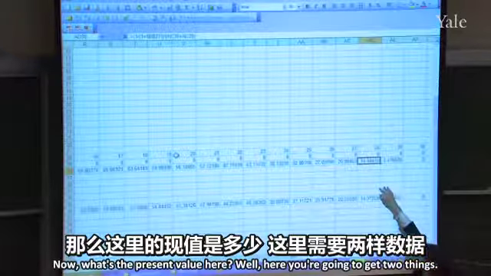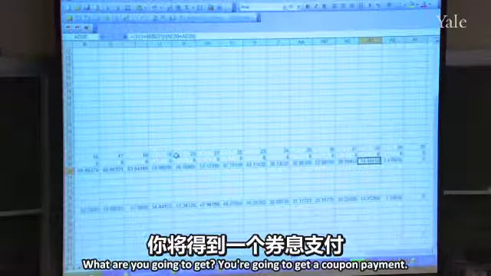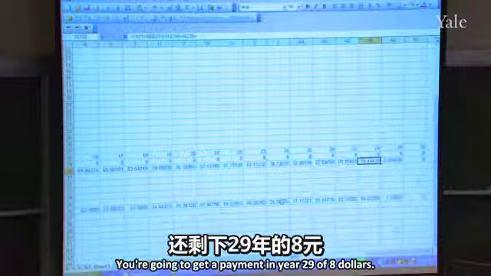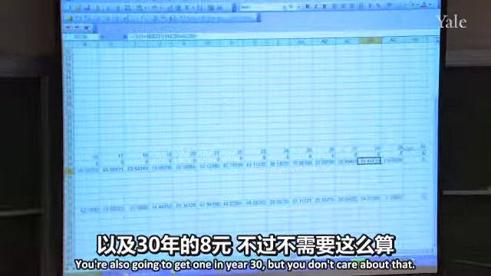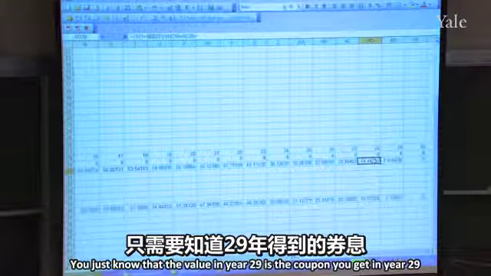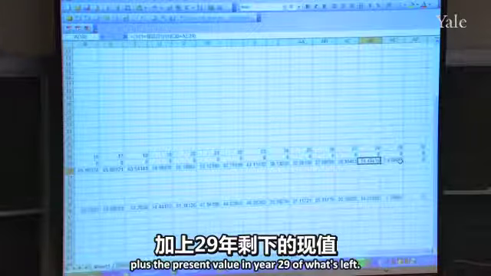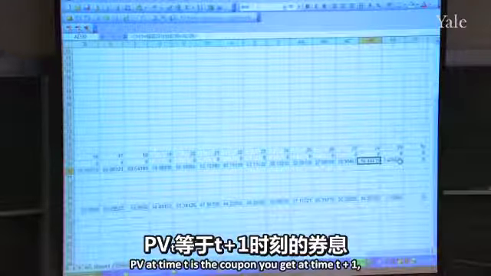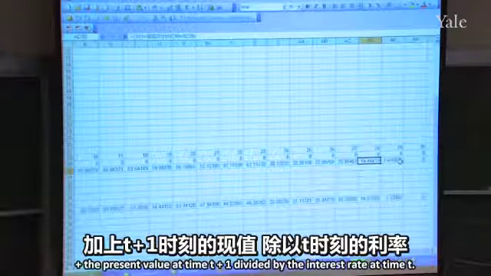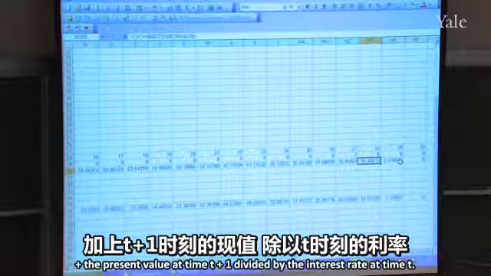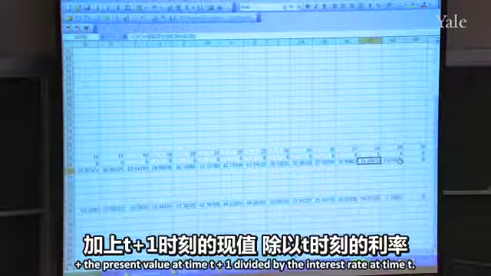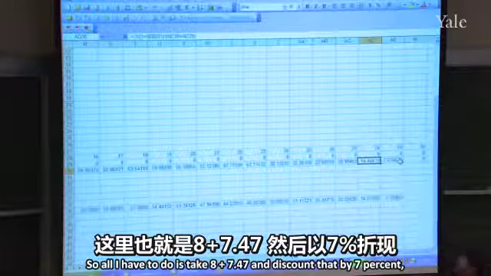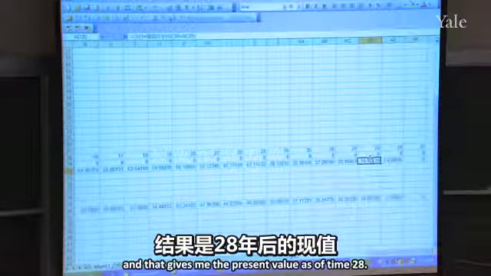Now, what's the present value here? Here, you're going to get two things. You're going to get a coupon payment. So just after the payment in year 28, what's the present value of what's left? You're going to get a payment in year 29 of $8. You're also going to get one in year 30, but you don't care about that. You just know that the value is the coupon you get in year 29, plus the present value in year 29 of what's left. The PV at time t is the coupon you get at time t plus 1, plus the present value at time t plus 1, divided by the interest rate at time t. So all I have to do is take 8 plus 7.47 and discount that by 7%, and that gives me the present value as of time 28.